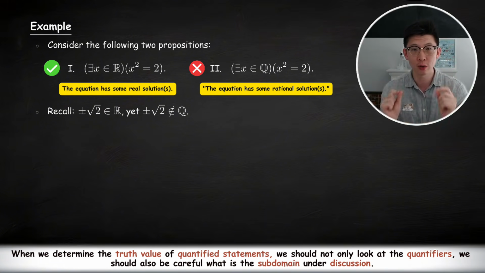When we determine the truth value of a quantified statement, we should not only look at the quantifiers, we should also be careful what is the subdomain under discussion.